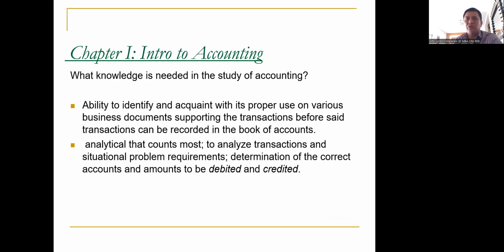So to determine the correct accounts and the amounts that have to be debited or credited. Because our accounting or bookkeeping requires the two-entry method, which is the debit and the credit. It's called the two-entry balance method.